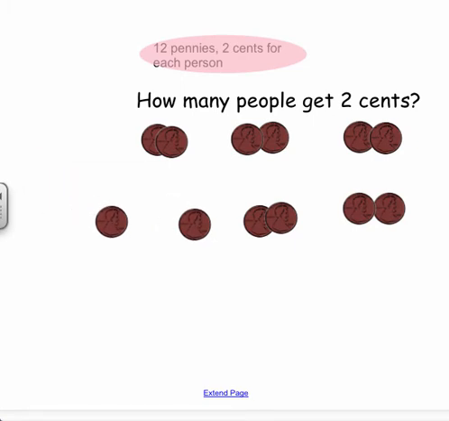Now we're finished. We need to just count our groups. We have 1, 2, 3, 4, 5, and 6. So there must be 6 people. How many people get 2 cents? 6, and the unit is people.